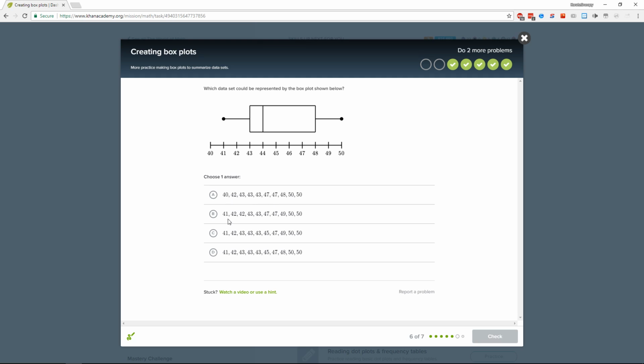So it has to be B through D, and then the middle is these two numbers, which it says it's 44, so it has to be one of these two. And then the bottom it says is 43, which is correct on this side, and 49 over here, so it's this one.